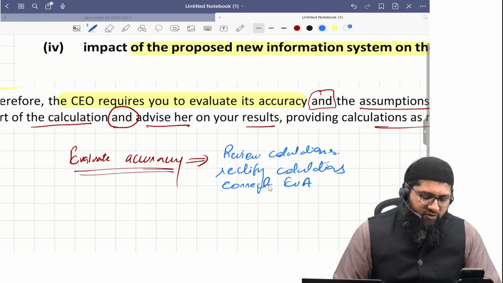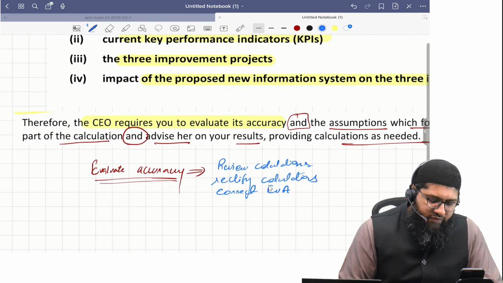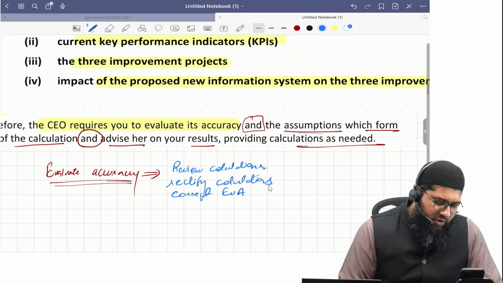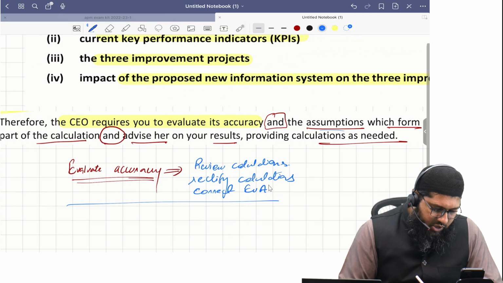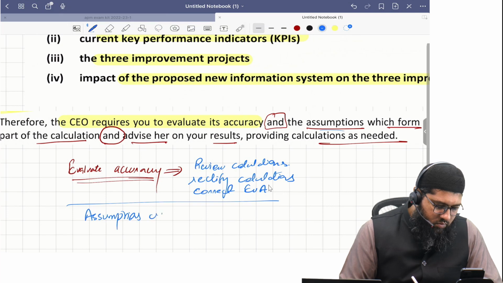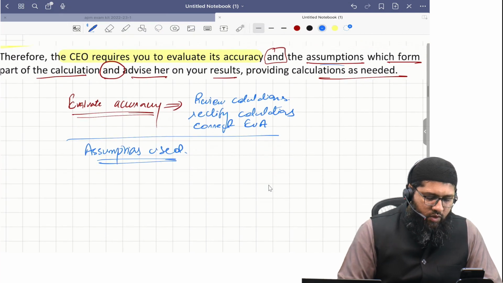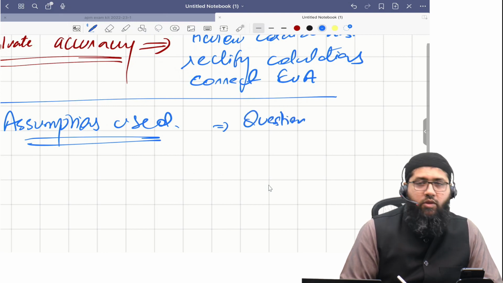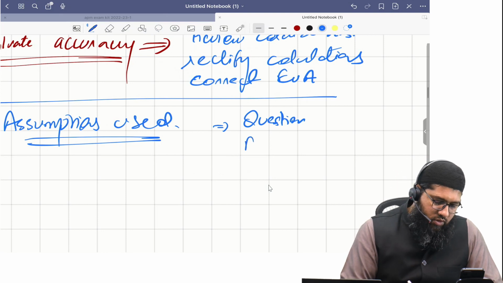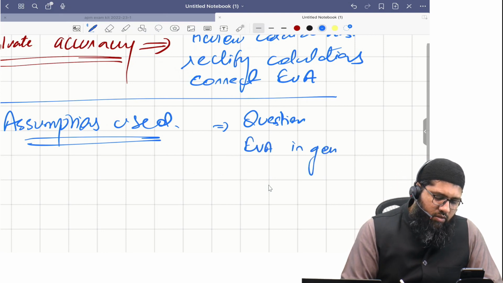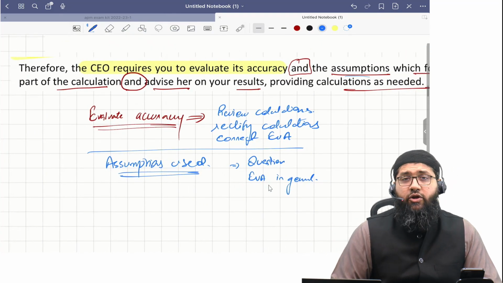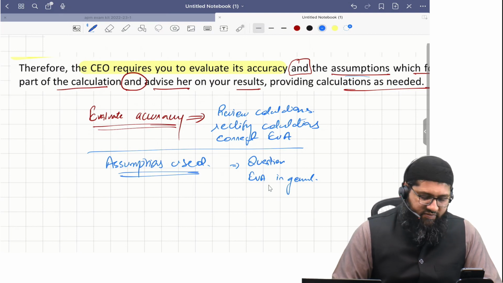The correct EVA has to be provided, that's one thing, and advise her on your results, providing the calculations and the assumptions which form part of the calculation. Then you would have to talk about the assumptions used: the assumptions used in the question scenario, and the assumptions that are used in EVA in general. So all of that has to be done, and advise her on your results, providing the calculations as needed.